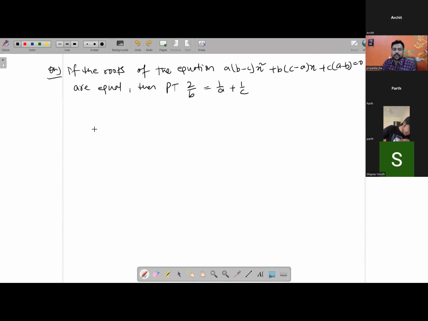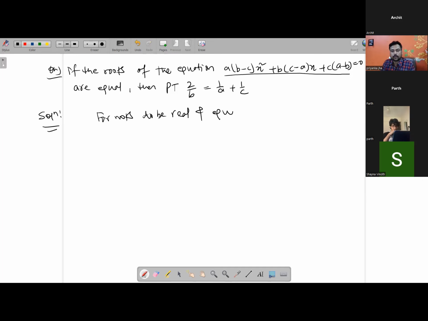Okay, see, this is a very simple question. It is just asking that if the roots of the equation are equal, you know that this is a quadratic equation, and a quadratic equation may have maximum two real roots, right? And it is talking about two roots being equal, so definitely those roots will be real. And for roots to be real and equal, the discriminant has to be 0.